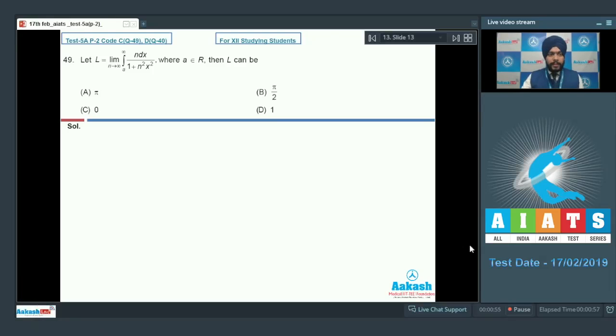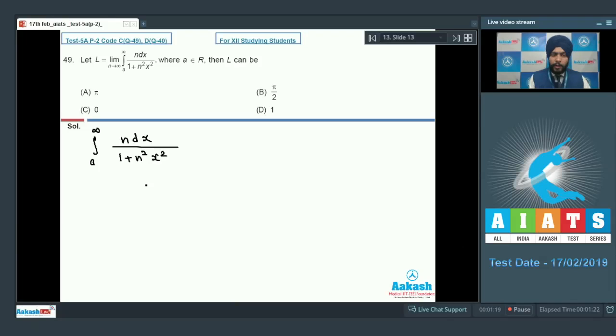So moving on to the next section, we have question number 49, which says that let L be equal to limit n tends to infinity, the definite integral from a to infinity, n dx upon 1 plus n square x square, where a belongs to real, then L can be. Students, let us first of all simplify the integral, which is integration from a to infinity, n dx upon 1 plus n square x square.